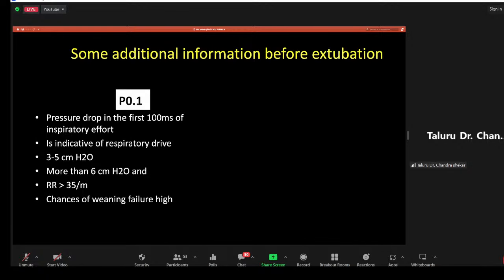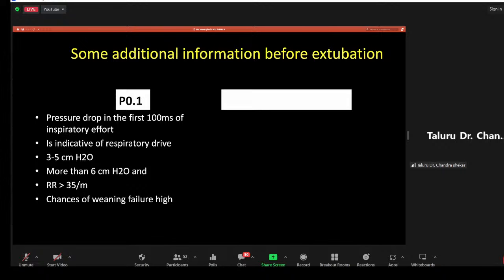These are some of the additional information that is available on the newer ventilators. P0.1 tells the respiratory drive. The P0.1, which is normally around 3 to 4, may be more than 6 or 7. Then, because of the primary pathology or whatever reason, the drive is too high. When you try to extubate such patients, you may go into extubation failure. When you see such numbers, you always go back and look at what is happening with the primary pathology, what is the decrease in the functional reserve, what has to be done. Correct it, stay for a day, bring the P0.1 to 3 to 5 and then go for extubation.